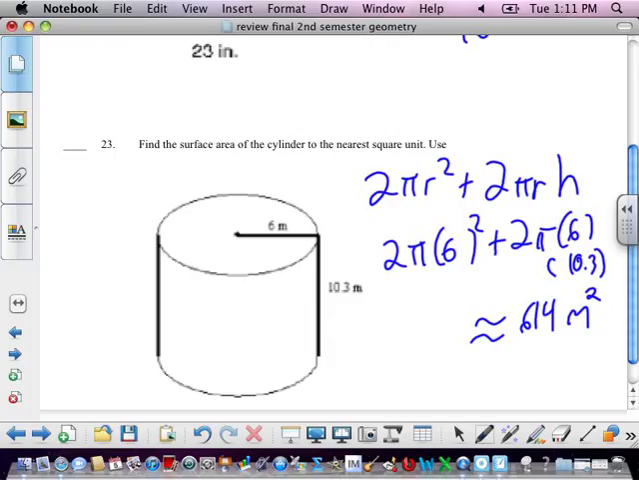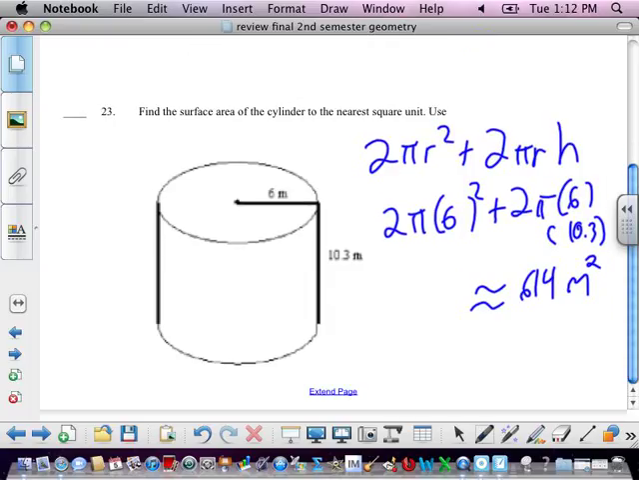Ready for 24? Questions? Comments? Concerns?